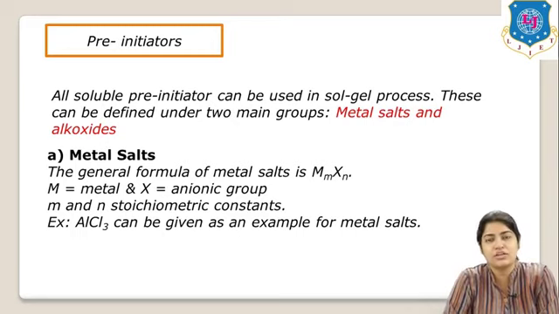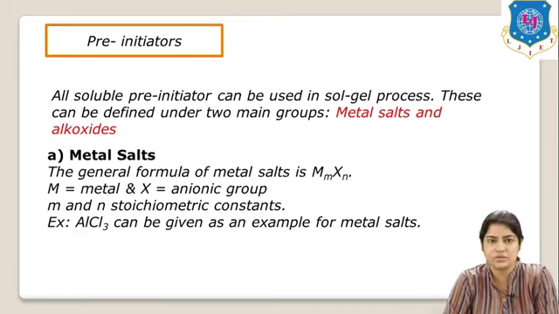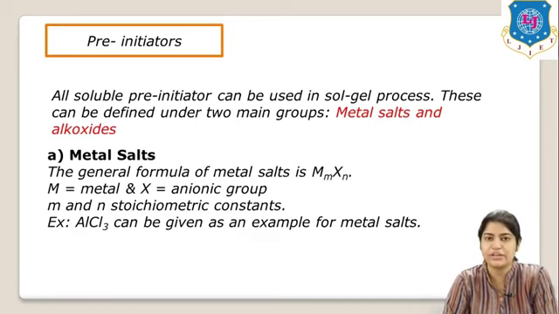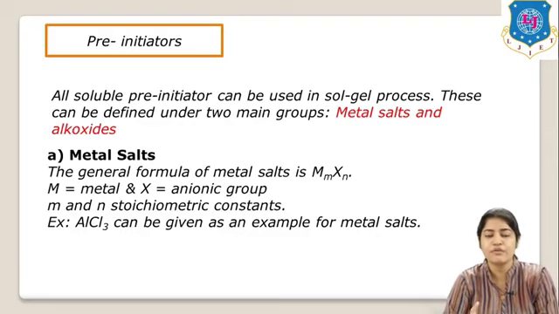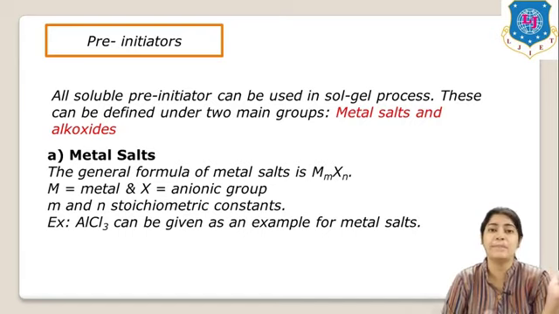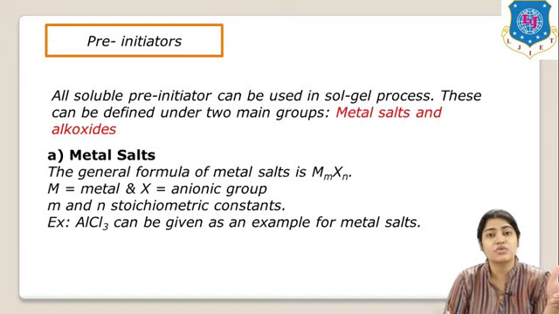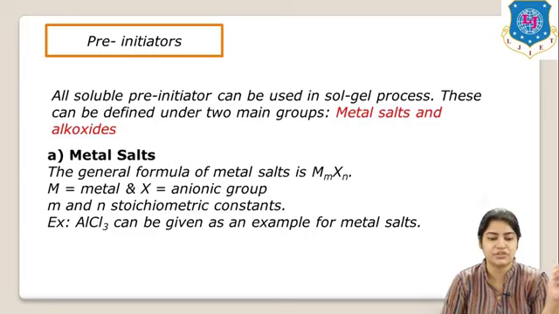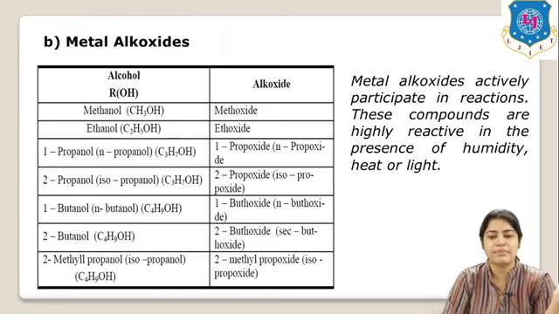For metal salts, what is the general formula? MnXn. M is your metal, X is the anionic group, whatever is present with your metal. For example, AlCl3. Aluminium is your metal. Cl minus, the chloride ion, is your anionic group. Anionic means negative charge. So this is about metal salts.